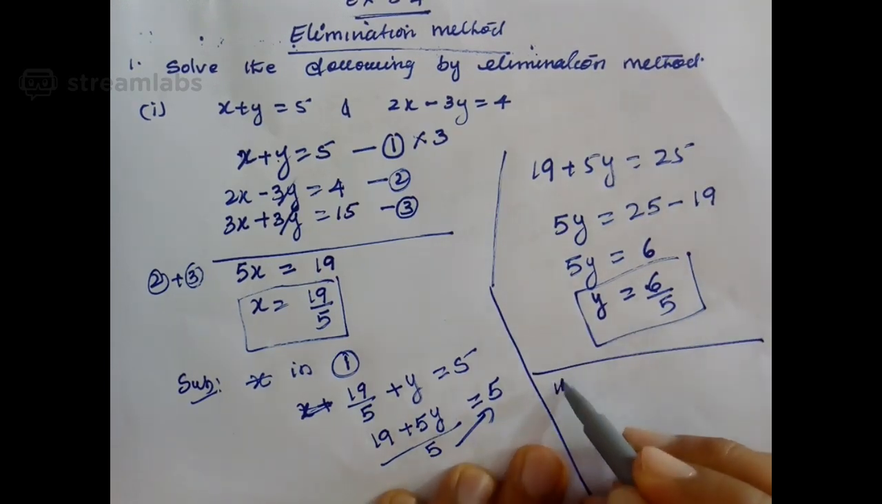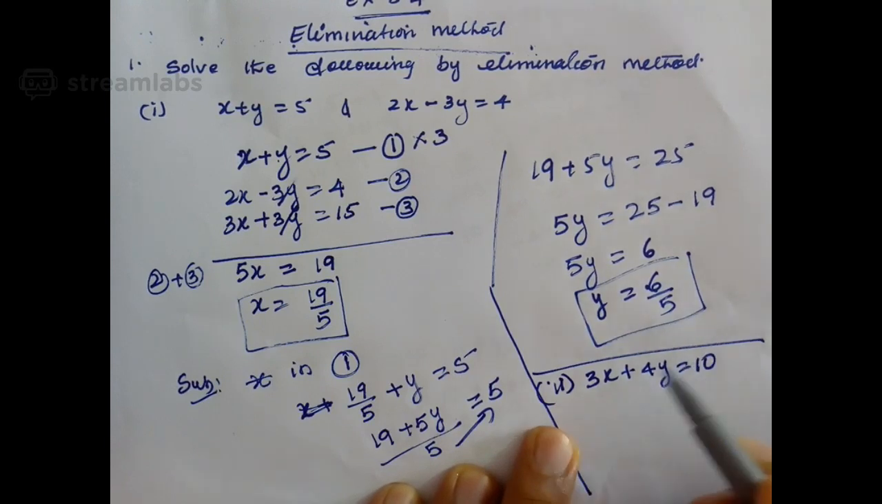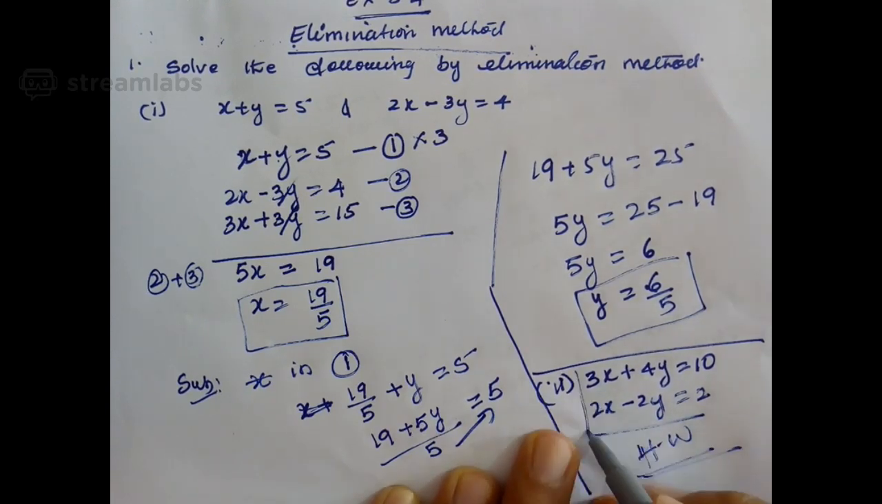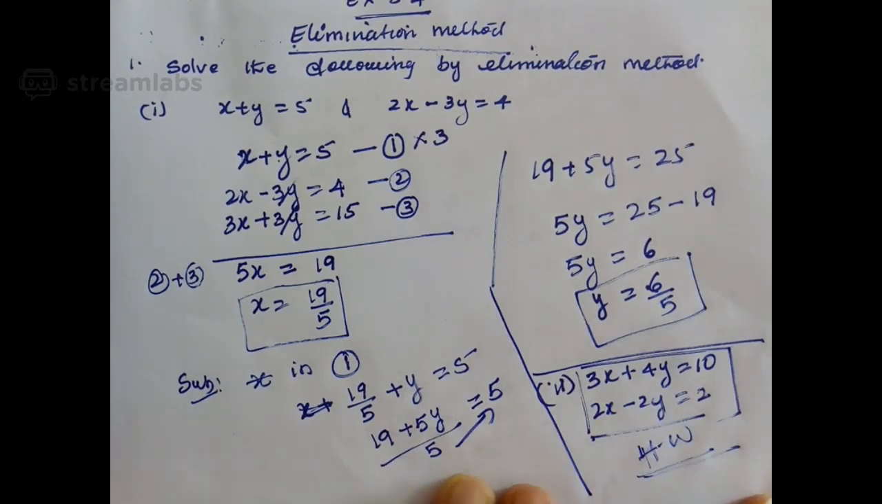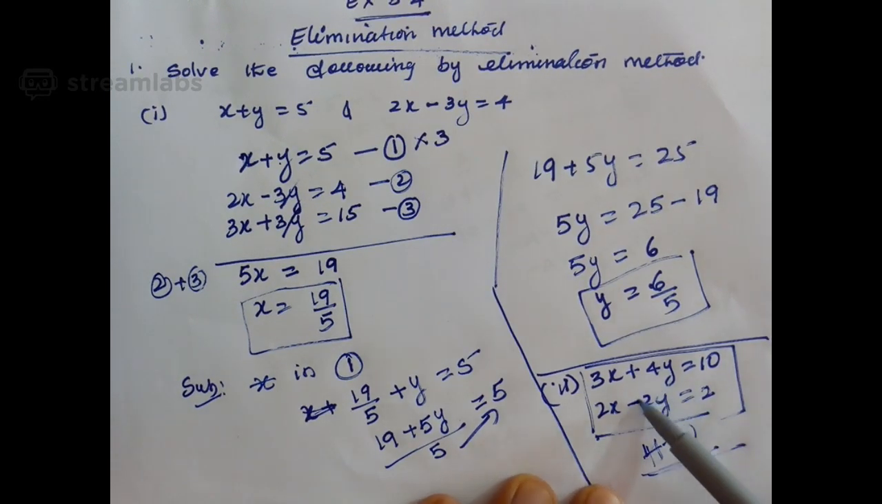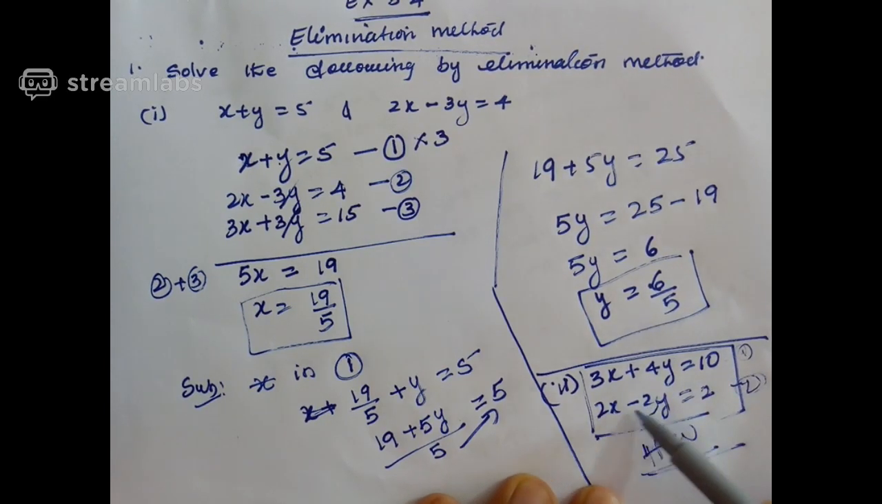Take down the second one: 3x plus 4y is equal to 10, and 2x minus 2y is equal to 2. This is homework, you have to do it. See here, this is equation number 1 and this is equation number 2. You have to multiply equation number 2 with 2 so that it becomes 4y. So it gets eliminated by adding 1 and 2. Take it as homework.